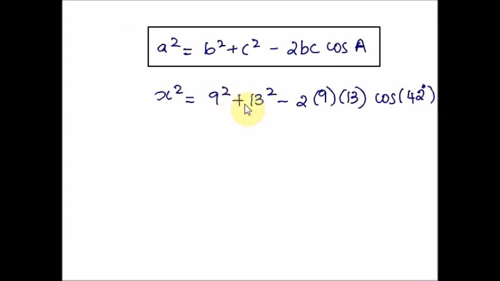Expand 9 square, 13 square and multiply 2 times 9 times 13. Find the value for cos 42 degrees. I'm getting 76.1 on the right hand side. We do not know the accurate value as we are rounding off the answer, so I'm just writing the approximate notation here. Now we need to find the value of x. So I'm taking square root on both sides. So the x value, the unknown side, is 8.7. That's it for this example. Hope you're clear with this example.